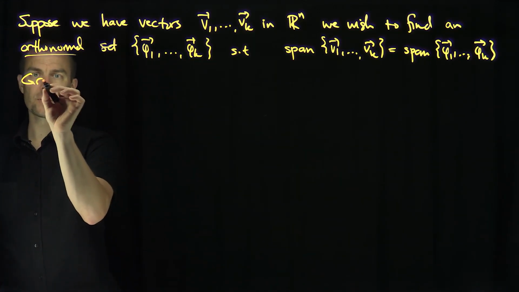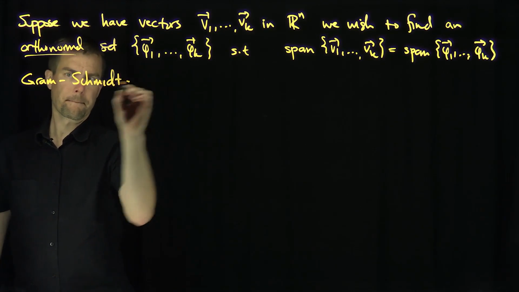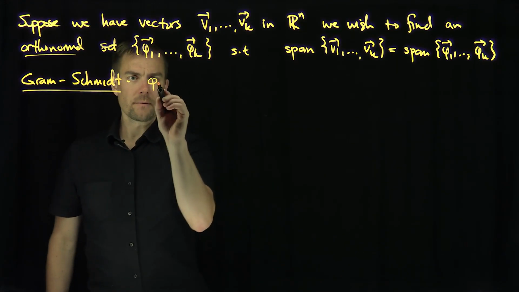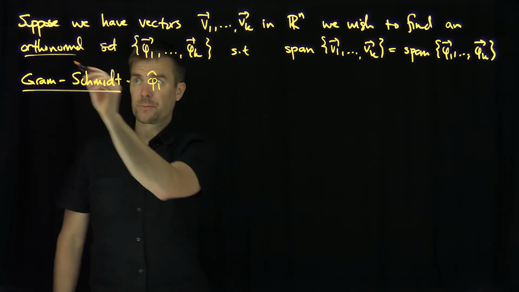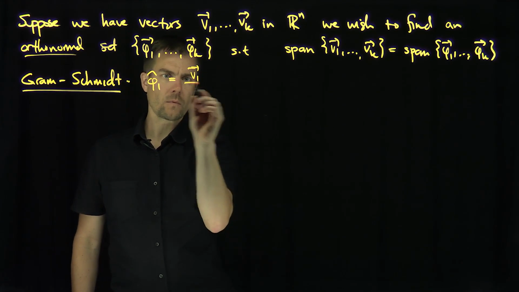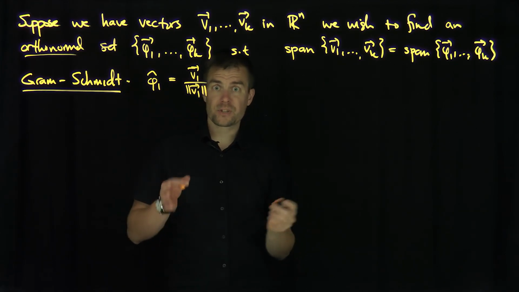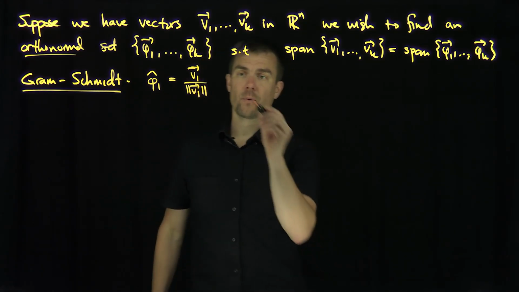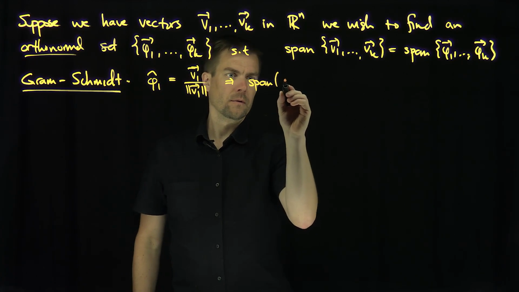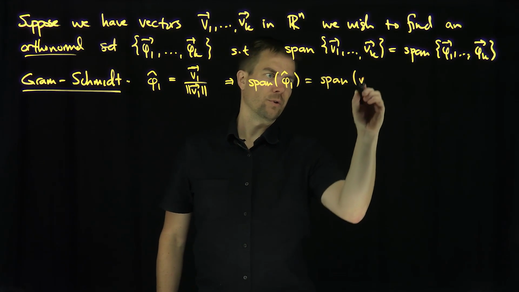So here's the Gram-Schmidt procedure. What does Gram-Schmidt say to do? It says define phi 1 hat, I'm going to put a hat because I want those to be normal vectors, to be v1 over the length of v1. Okay? Then the span of phi 1 is the same as the span of v1, right? This implies that the span of phi 1 hat is the span of v1 because they're proportional to each other.